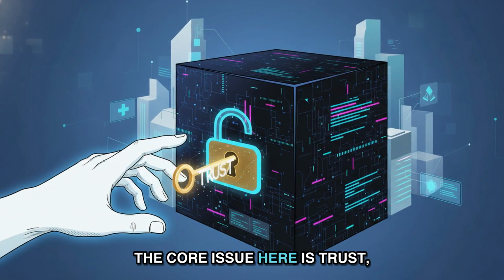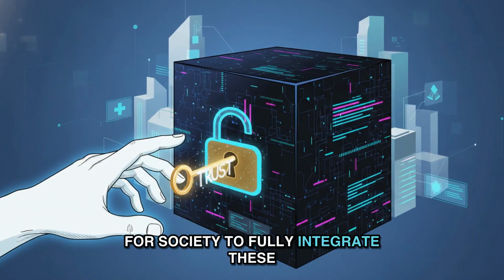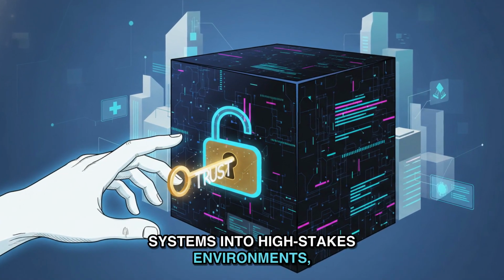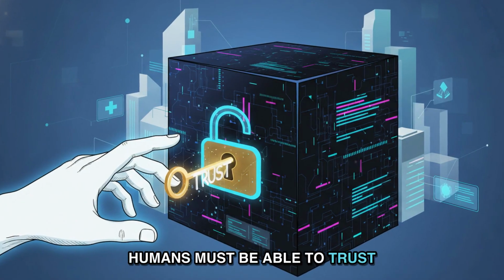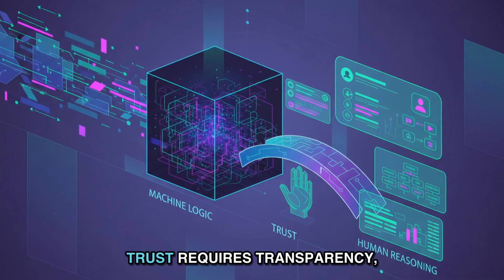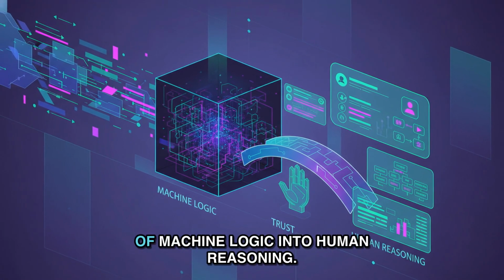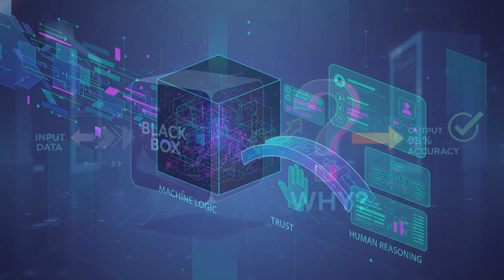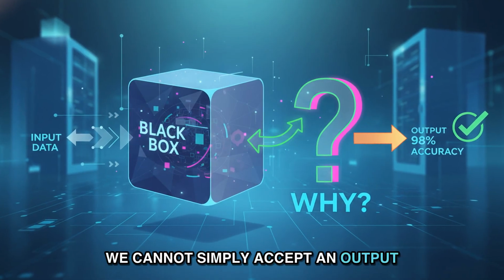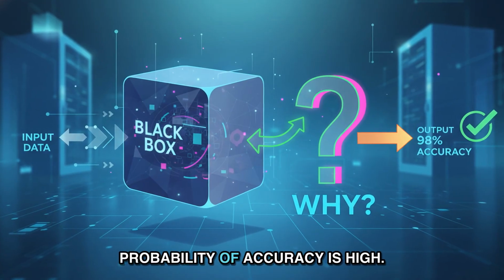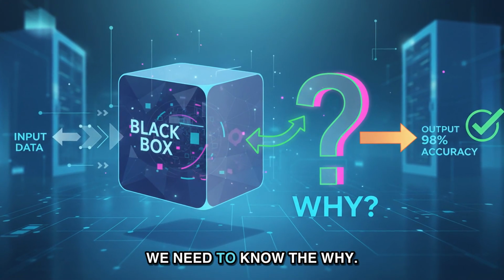The core issue here is trust. For society to fully integrate these systems into high-stakes environments, humans must be able to trust the machine's decisions. Trust requires transparency, and transparency requires a translation of machine logic into human reasoning. We cannot simply accept an output because the statistical probability of accuracy is high. We need to know the why.